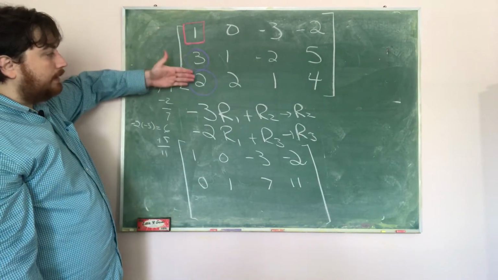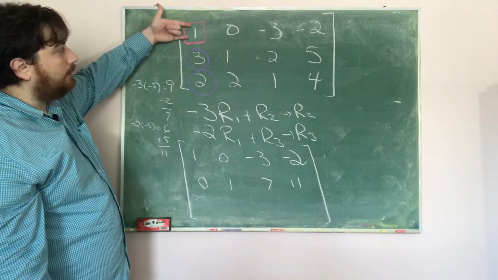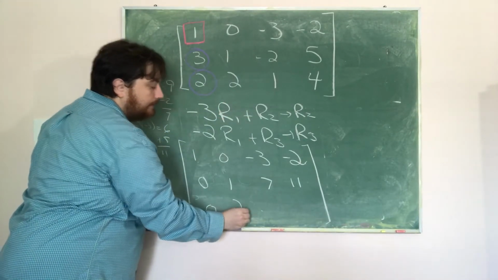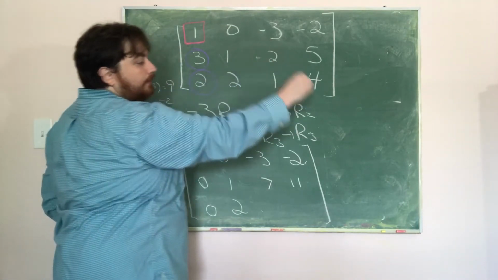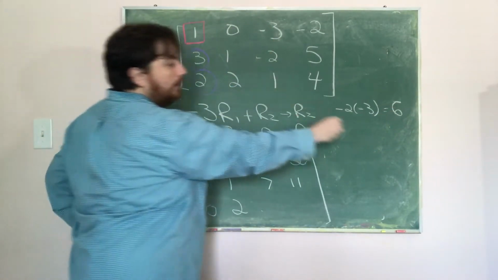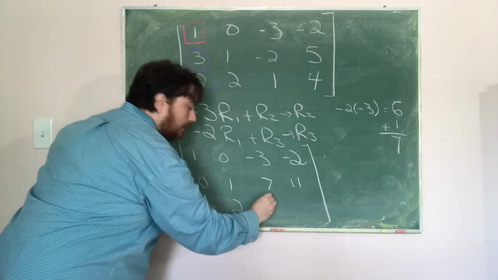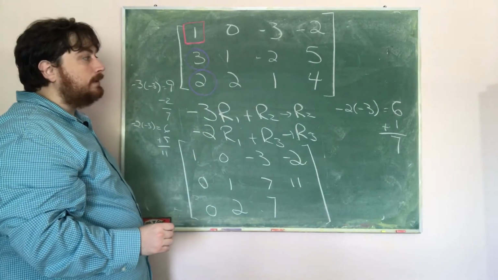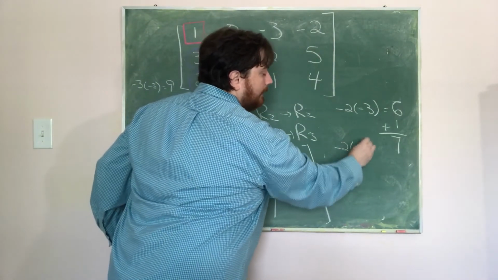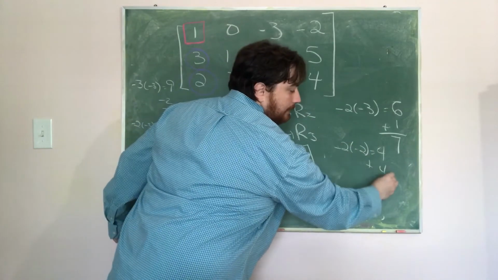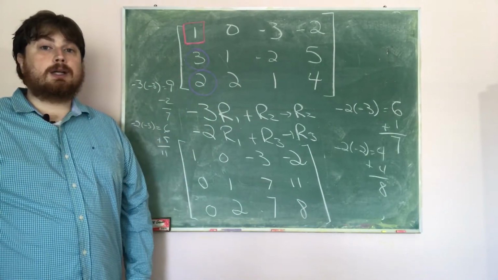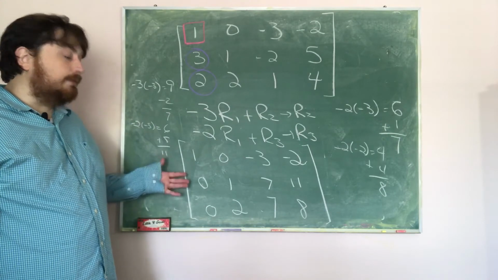Now that we've finished that row, we want to move on and change our third row. So now we're going to take -2 times 1 plus 2 is 0. -2 times 0 plus 2 is 2. And now -2 times -3 is going to be 6. 6 plus 1 is 7. So we have a 7 there. And then as the last one, I'm going to have -2 times -2, which is 4, plus 4 is 8. So my third row, fourth column is going to be 8. And so now I have the new row equivalent matrix given by this here.